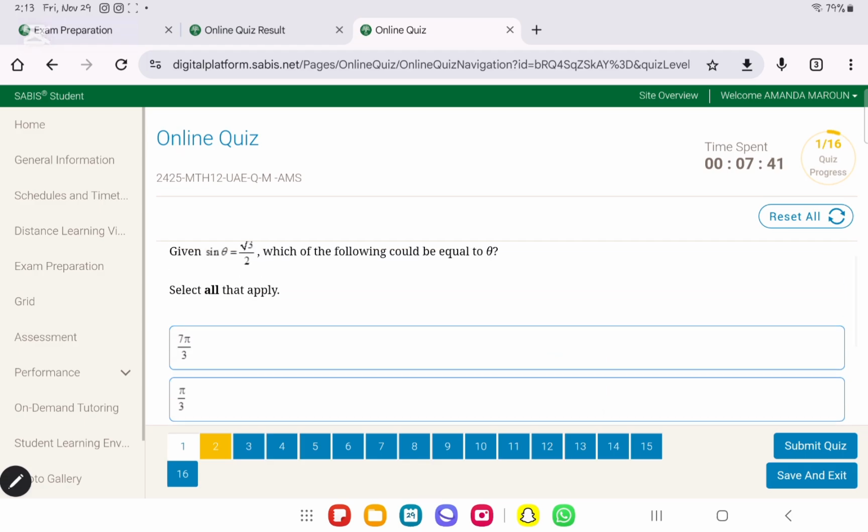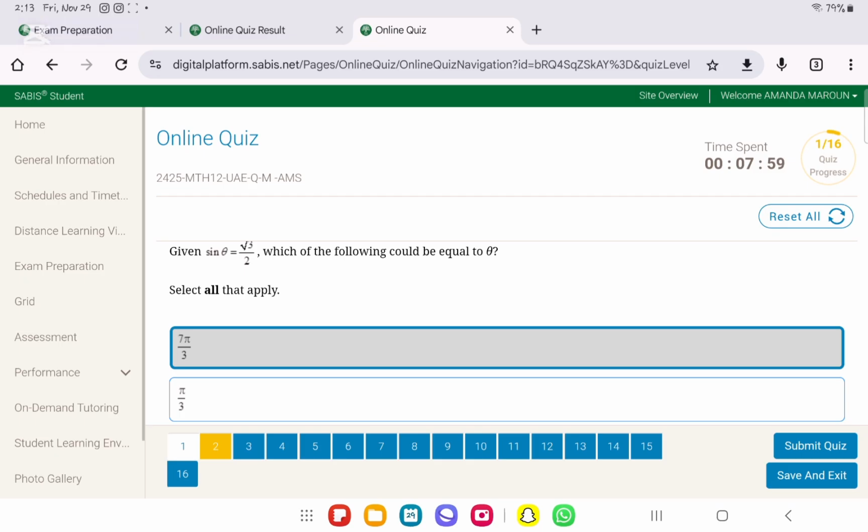So how are we going to do it? We're going to start with the first one. We're going to put on our calculator sine of 7, and instead of every pi, we are going to put 180. So 7 times 180 over 3. And if you do it, it is radical 3 over 2. So this is an answer, an option.